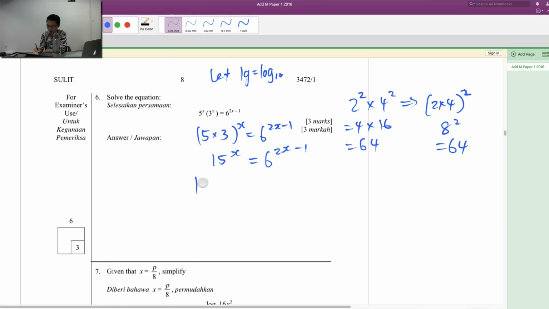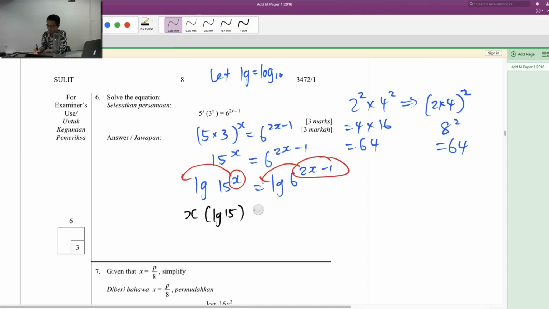Okay, I will add log from here. It will make my life easier a bit. So this is 6, 2x minus 1. And log also always tells us power we can move in front and become multiply. So this one basically is x log 15. And then this one is 2x minus 1, and then log 6.